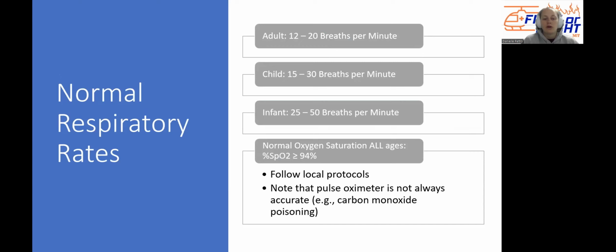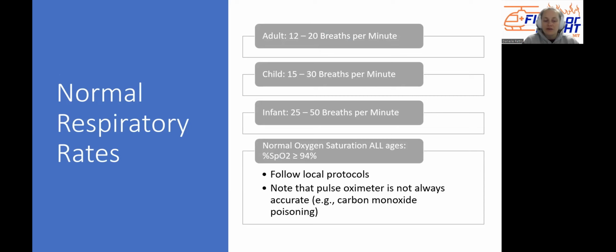Okay, let's talk about the normal respiratory rate. For an adult, a normal respiratory rate is between 12 and 20 breaths per minute, and this is at rest, somewhere between 12 and 20. A child, we're looking at 15 to 30 breaths per minute. That's obviously going to vary by age. Once they reach teenage years, we expect their respiratory rate to be the same as an adult. But when they're 2 years old, they're going to be more similar to an infant.